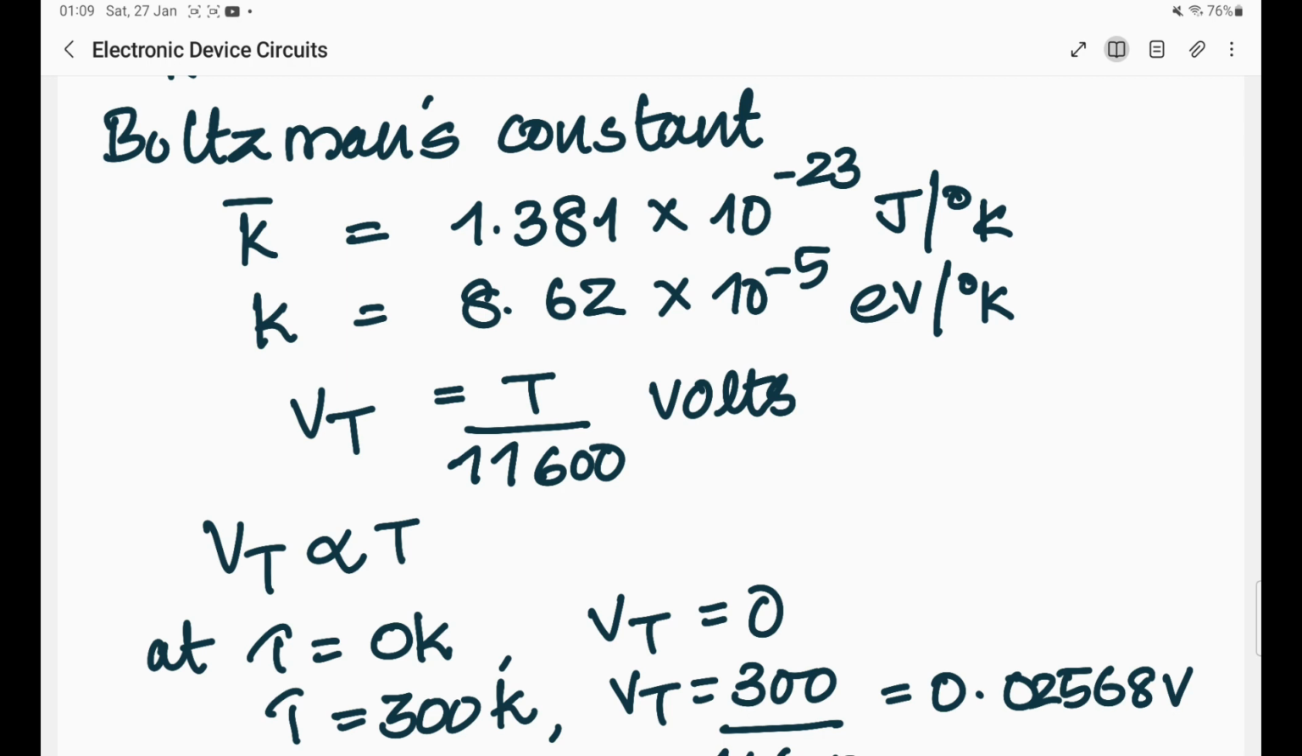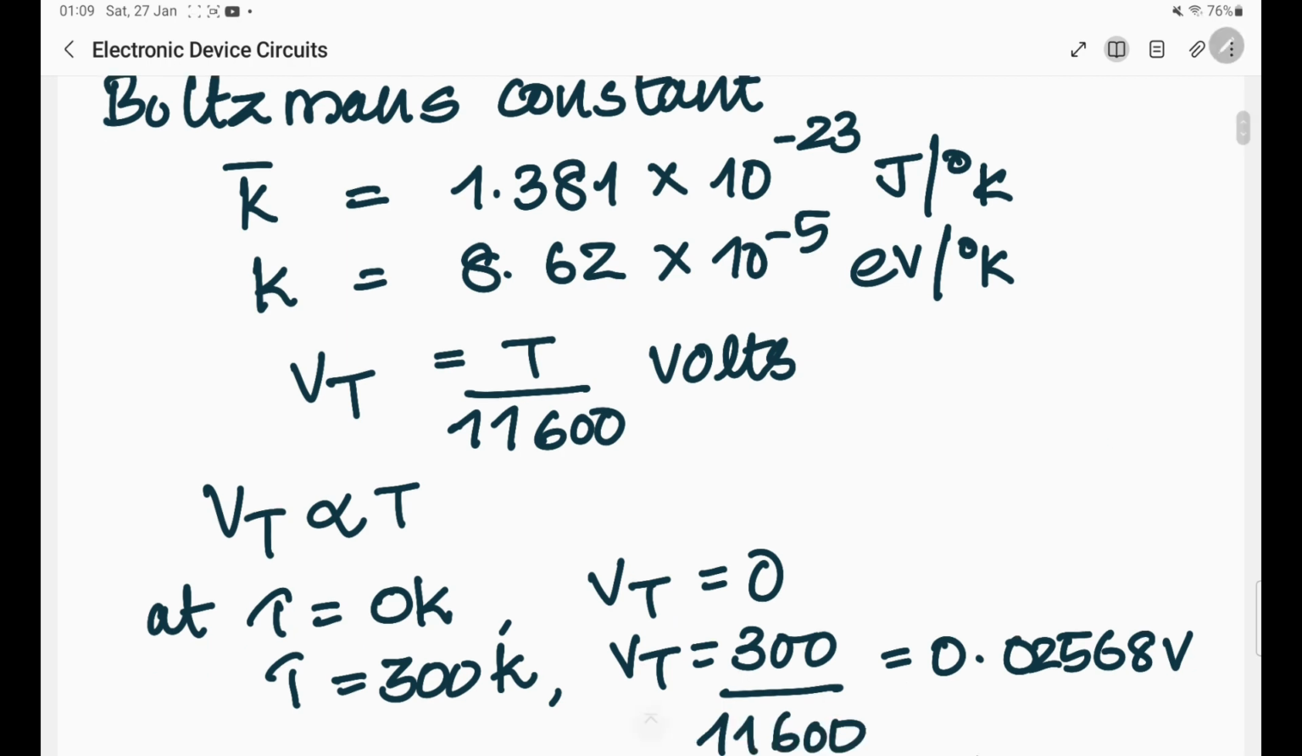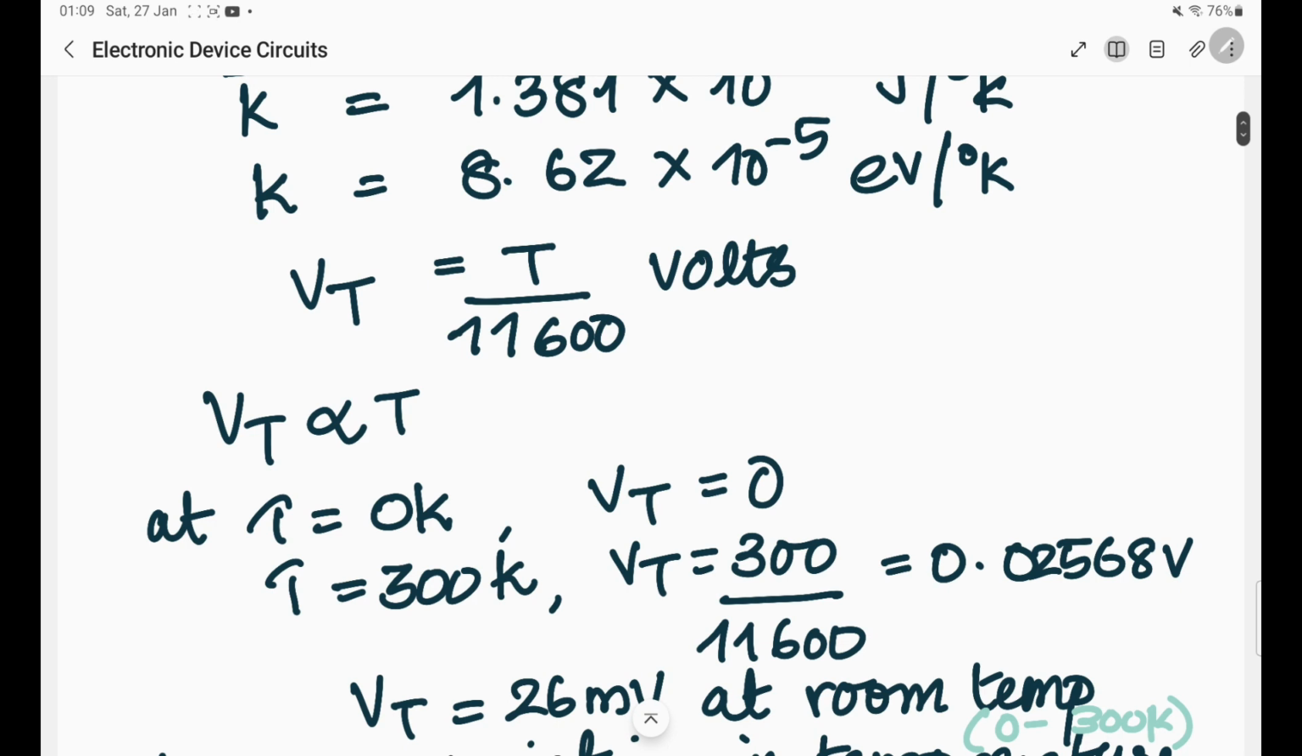So what will be the thermal voltage at 0 Kelvin? Just substitute 0 here. So what is it? 0 by anything is 0. So the thermal voltage is equal to 0 volt. I didn't write 0 volt here, but actually it is 0 volt. And next, temperature equal to 300 Kelvin. So what will it be?